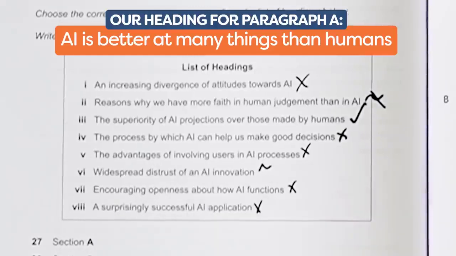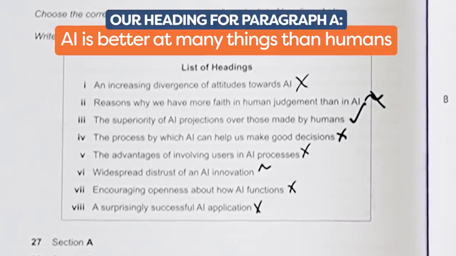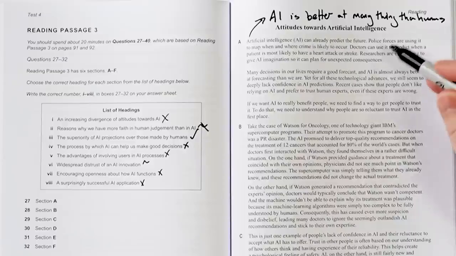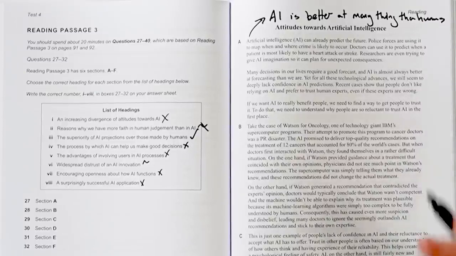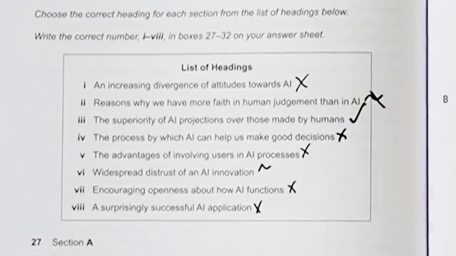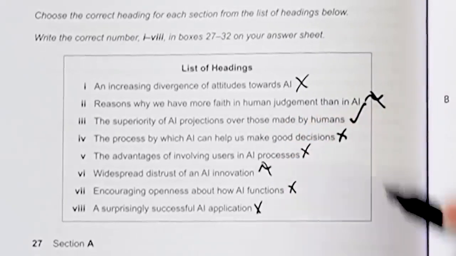Widespread distrust of an AI innovation. So the key word there is an AI innovation, a singular AI innovation. At the top here, they're talking about many different AI uses. So it's not talking about widespread distrust of one thing. So we can eliminate that. So we're pretty sure that it is 3, the superiority of AI projections.